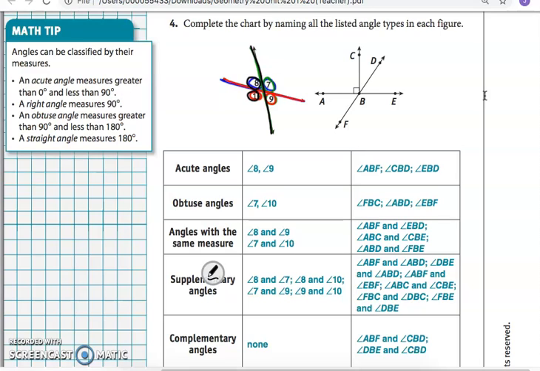How many of those angles are complementary, meaning form a 90-degree angle or add up to 90? None of them. Okay, there's no two angles in there that we know add up to be 90 degrees.